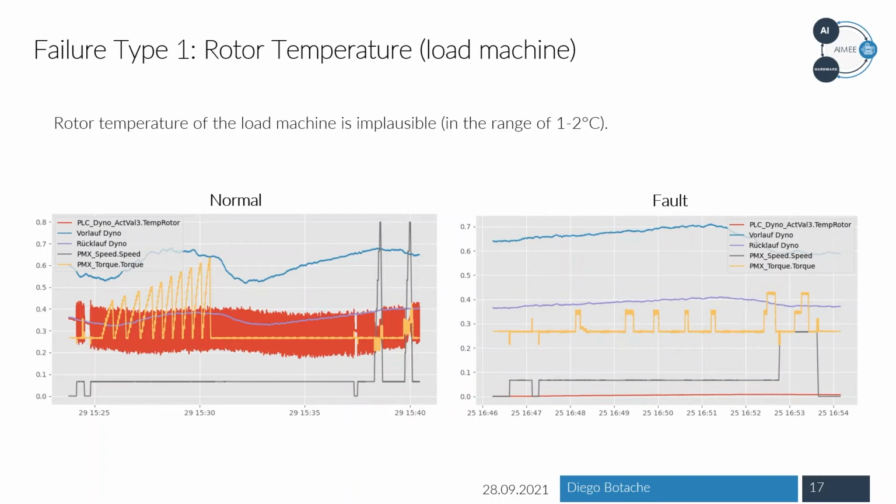For visualization purposes, the sensor values in the plots are scaled. The first failure type, the rotor temperature fault, was caused by modifications in the test bench. We did not actually want to create this failure type, but after some modification and some test runs, we saw that one of the sensors provided implausible values in the range of 1 and 2 degrees. On the left side, you can see that the temperature at the rotor of the load machine changes depending on the operation mode, and on the right side, it keeps a value in this range of 1 and 2 degrees.